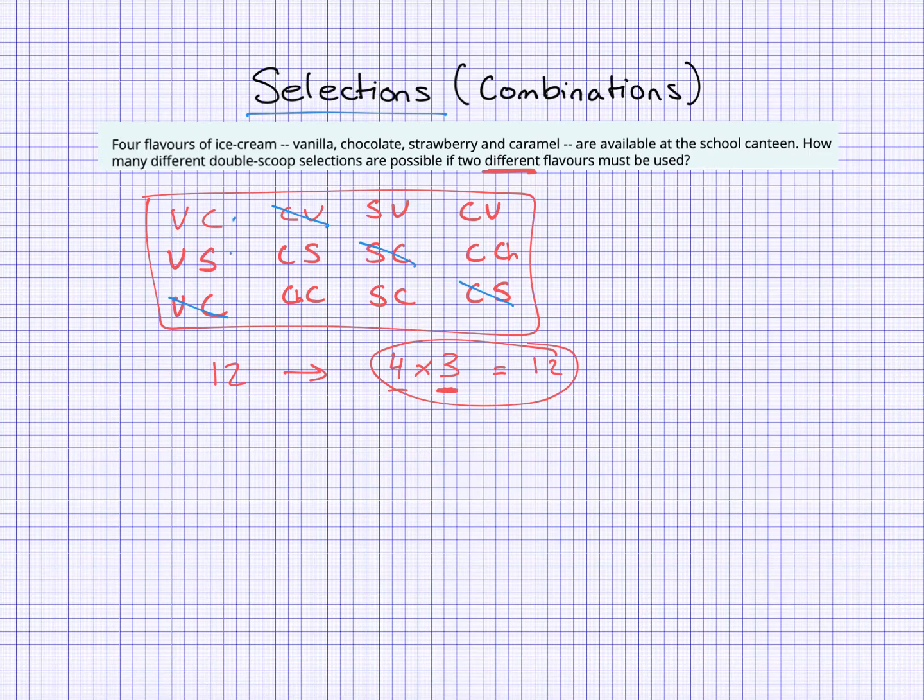Now I've got 1, 2, 3, 4, 5, 6, 7, 8. Is that all? Oh no, there's another double up there because chocolate caramel. And the last double up is here with VC and CV. So I've got 1, 2, 3, 4, 5, 6 left. So there are 6 possible combinations here of flavors that I could choose given the question.